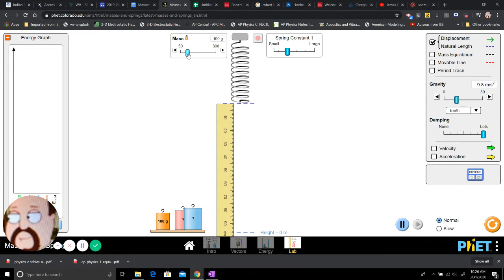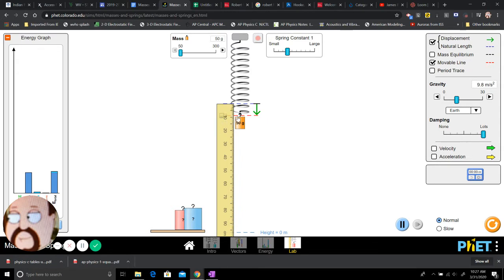So maybe we'll start with the smallest we can do here, 50. And we'll go ahead and put that 50 gram mass on there and see where it ends up, right? And then we want to read off how far it's stretched. And you say, well, gosh, that's kind of tricky. There's this click we can do here for movable line, which might make it a little bit easier to line this up with the end of that arrow showing how far it's stretched.